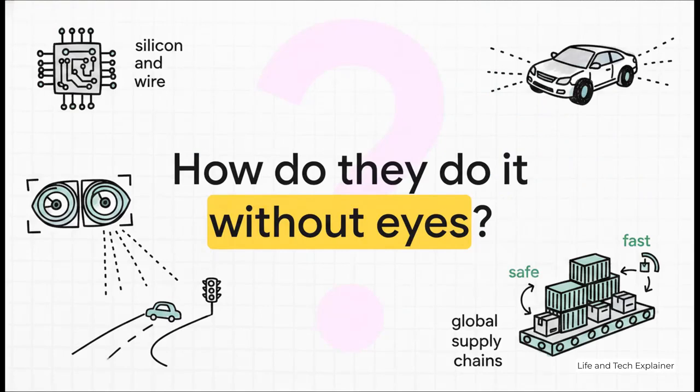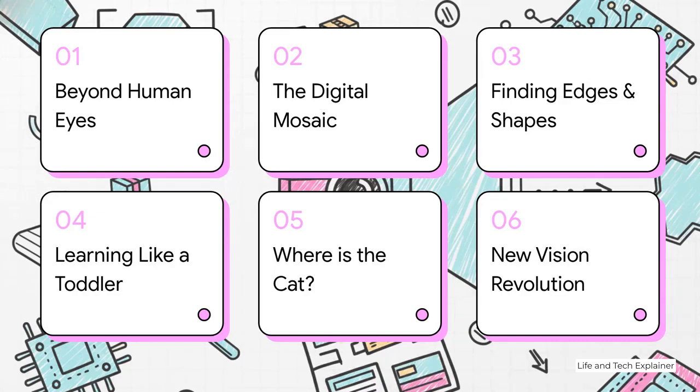But that brings us to the real million-dollar question for today's explainer. How do they do it without eyes? How does a machine, which is essentially just silicon and wire, actually see the physical world? The stakes here are massive, impacting everything from the safety of our daily commutes to the speed of the global supply chain. To figure this out, we're going to follow an image down a sort of digital assembly line. First, we'll cover seeing beyond human eyes, then building the digital mosaic, finding edges and shapes, learning like a toddler, where is the cat, and finally, the new vision revolution.